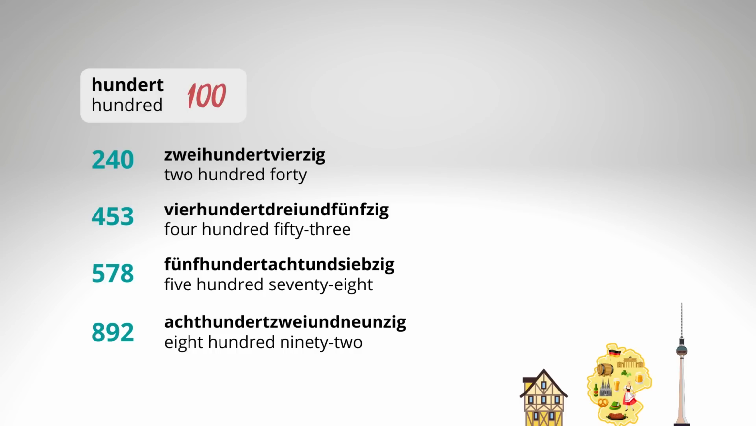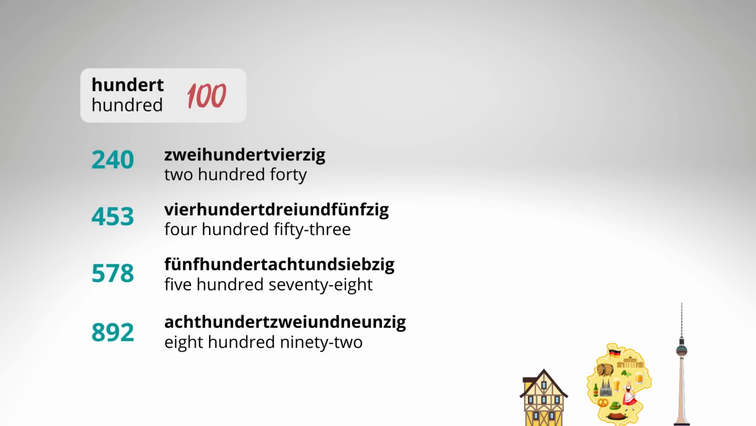Here you have another example. This time we have the number 578. In order to translate 578 into German, we first start with 500, and then we would translate 78, which in German would be 8 and 70, literally. So we have 578.